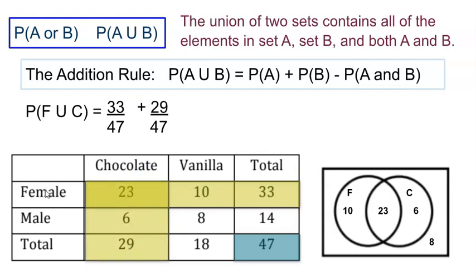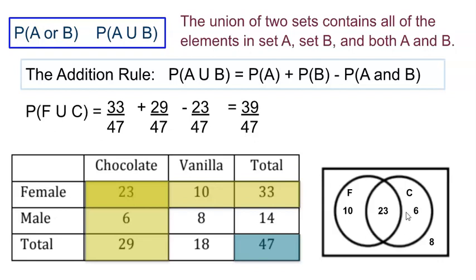Now we can see when we use this probability for female and this probability for chocolate, these 23 people that were listed in female and chocolate were counted twice. We only want them to count once, so that means we need to subtract them out. So we have the 33 plus the 29, and then we have to subtract 23 to make sure that these 23 people are only represented once. And that equals 39 over 47.